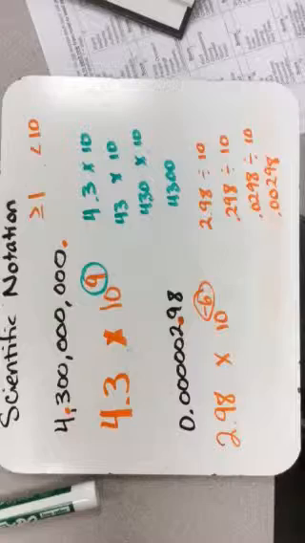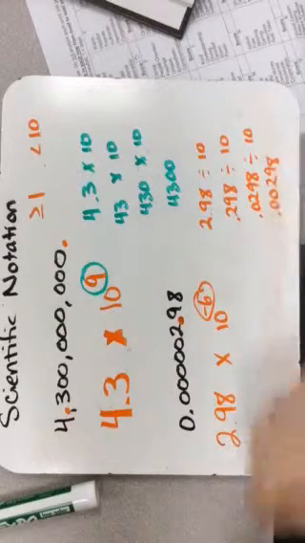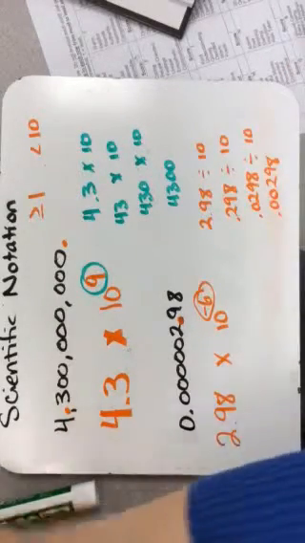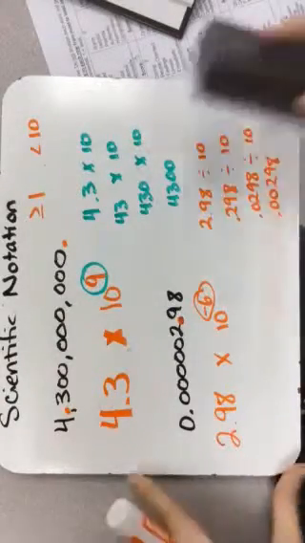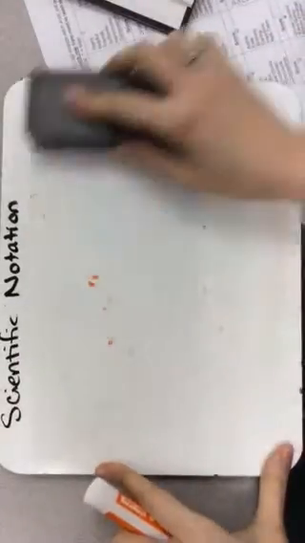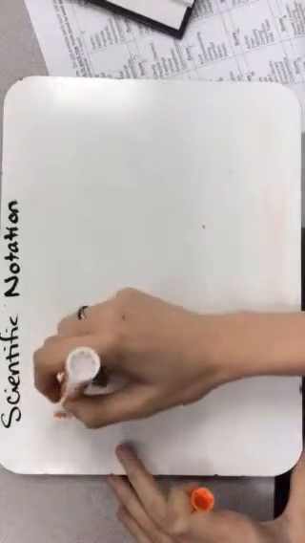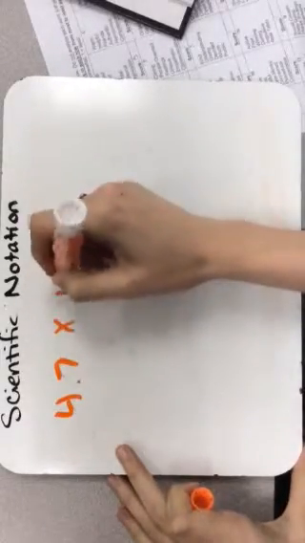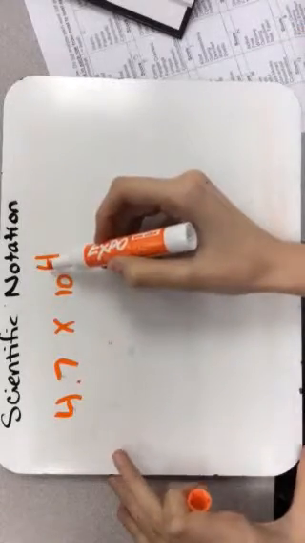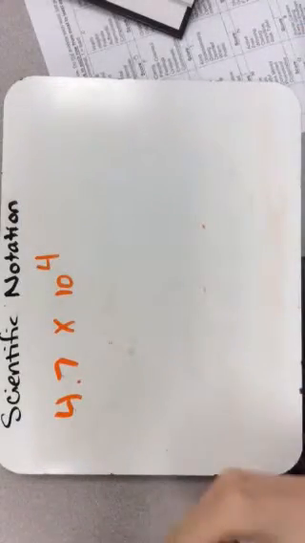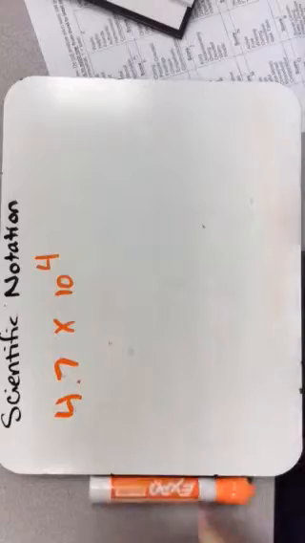Okay. Now, what if we are given a number that is in scientific notation and you have to take it out of scientific notation? So let's try those real quick. If I give you 4.7 times 10 to the fourth. This number is positive. That's the first thing that I want you to notice. That number is positive.